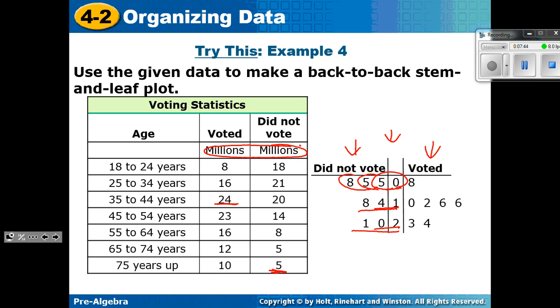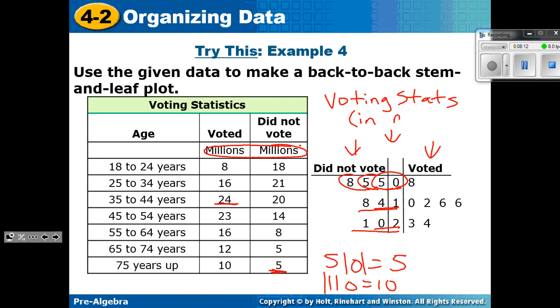So remember, that has to be read backwards. They did not put any kind of a key in here. You can pick any numbers you want. Let's say 5, 0, that equals 5. And then the other way, we've got 1, 0 equals 10. And we should also really have, it'd be good if they had some kind of a title, voting statistics. And then I'd put in millions, because that's pretty important to note.